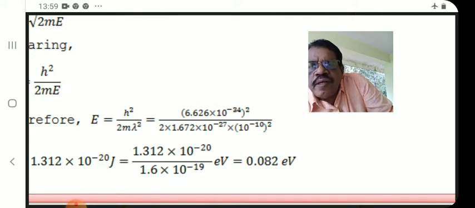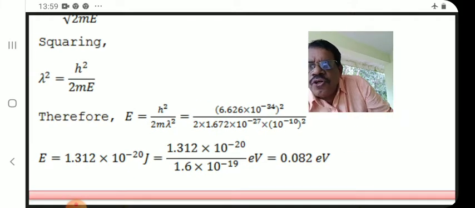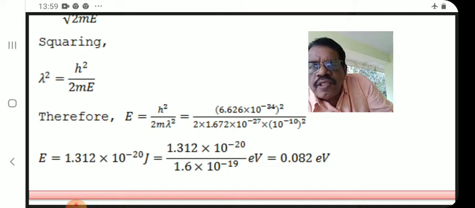6.626 into 10 raised to minus 34 whole square by 2 into 1.672 into 10 raised to minus 27 into 10 raised to minus 10 square. That is, E is equal to 1.312 into 10 raised to minus 20 joule. And we convert the joule into eV: E is equal to 1.312 into 10 raised to minus 20 by 1.6 into 10 raised to minus 19 eV. The answer is 0.082 eV.